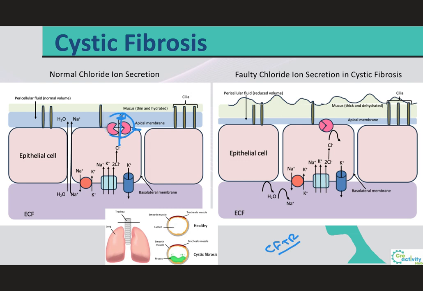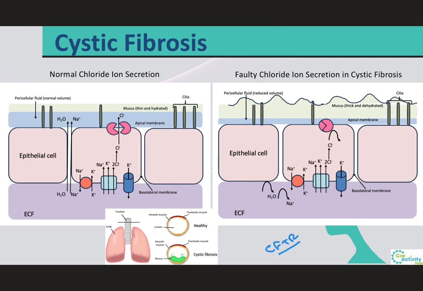As we can see right over here, the chloride now is exiting the cell. The mutation actually reduces the volume of this periciliary fluid, resulting in this very thick, dehydrated mucus that does not drain easily and actually obstructs the internal passageways of several organs.